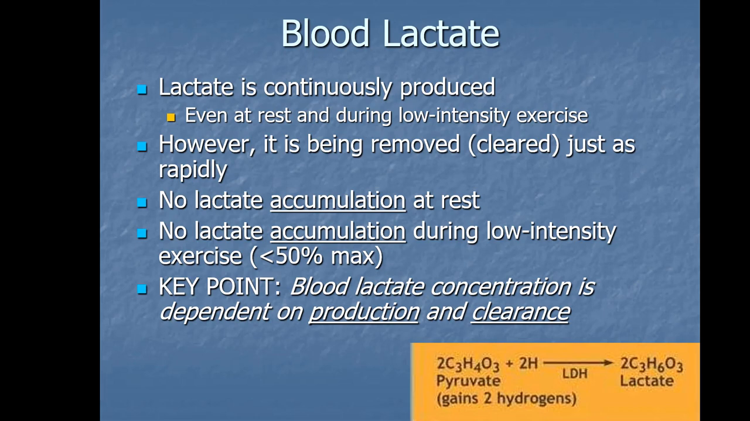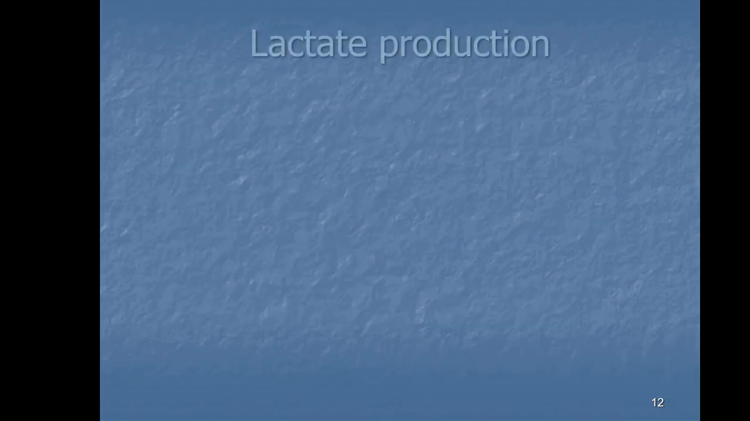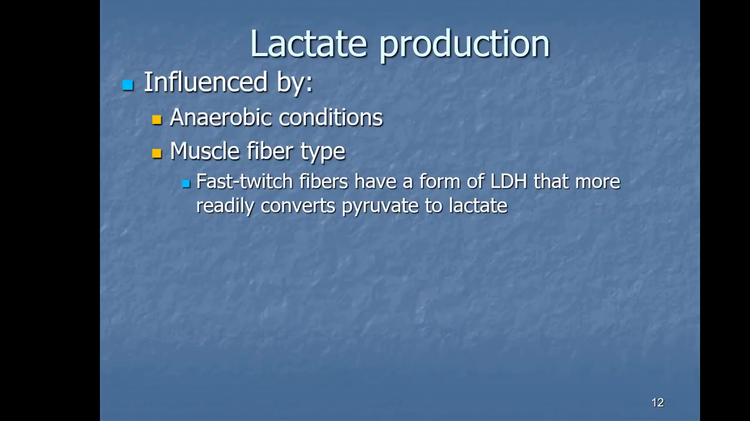So the key point here so far is that blood lactate concentration is dependent on its production and its clearance. So you have to look at both sides to see what's going on with lactate. So as far as lactate production, it's influenced by anaerobic conditions. So we know that lactate is produced in the glycolytic pathway, and that's an anaerobic pathway. So anything that makes metabolism anaerobic would influence or increase lactate production.